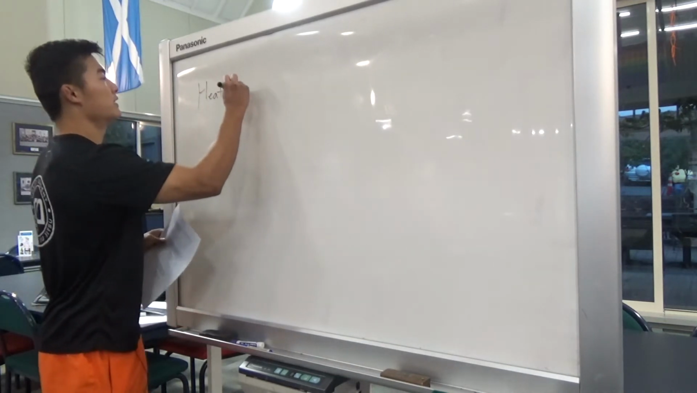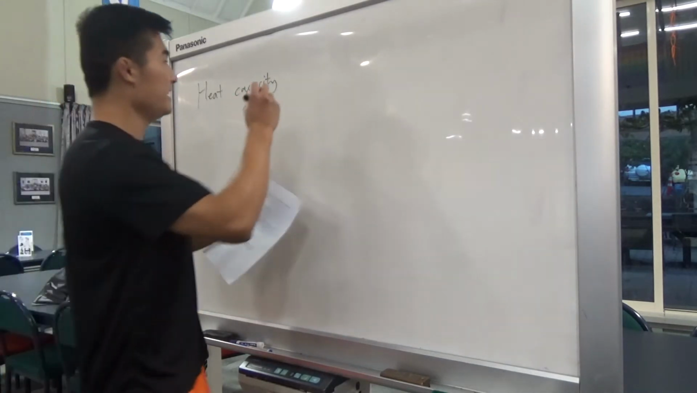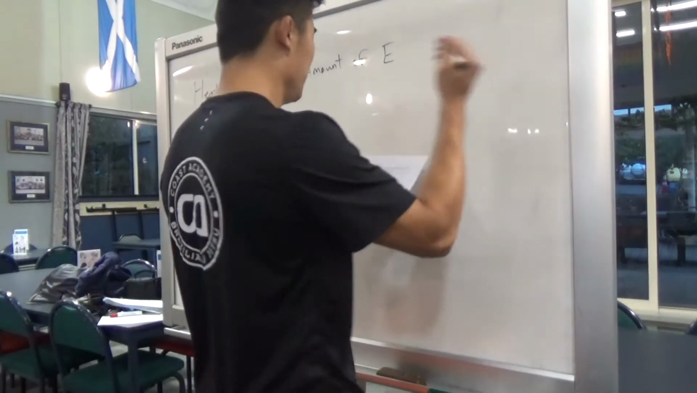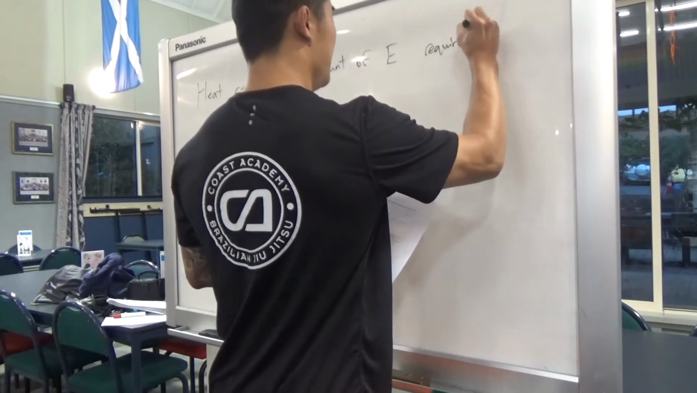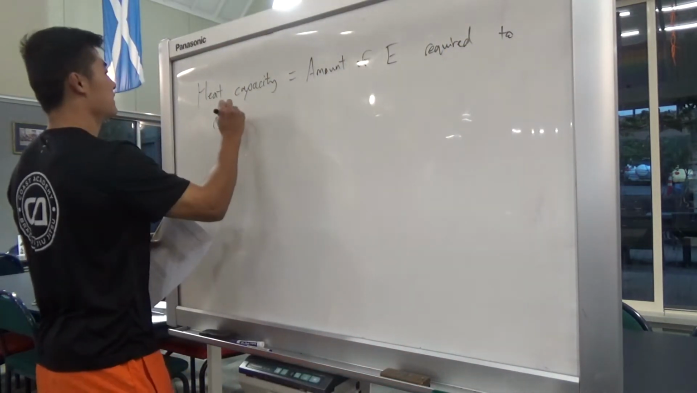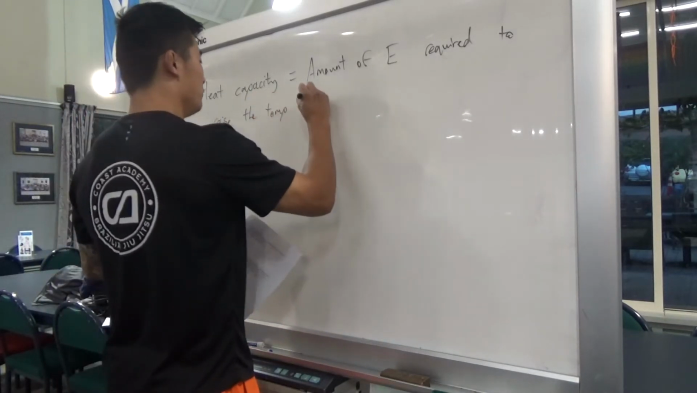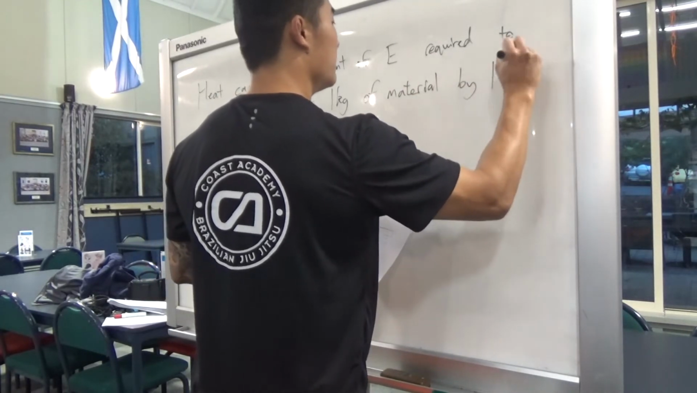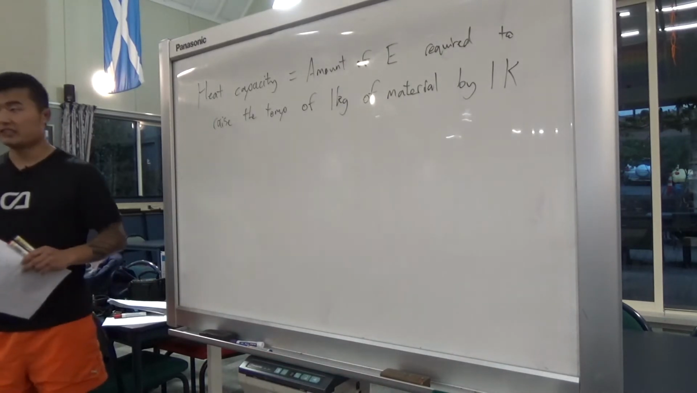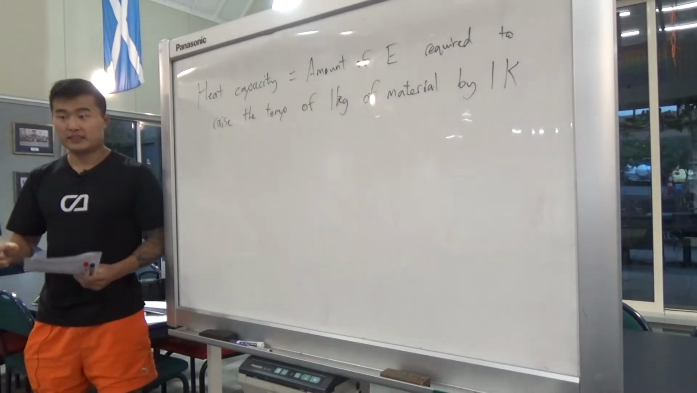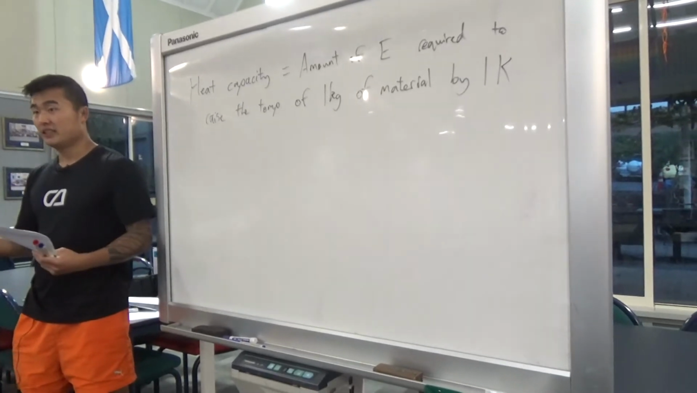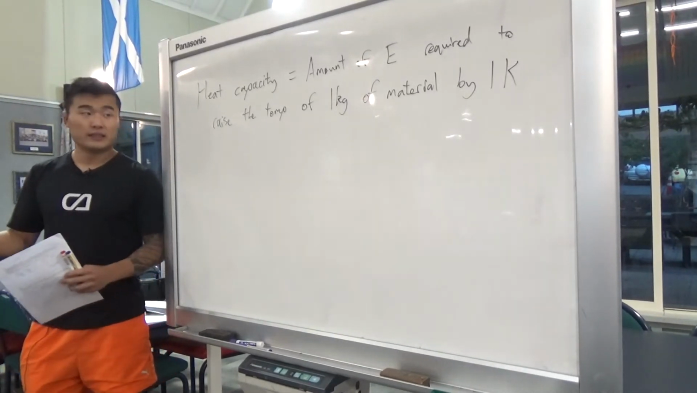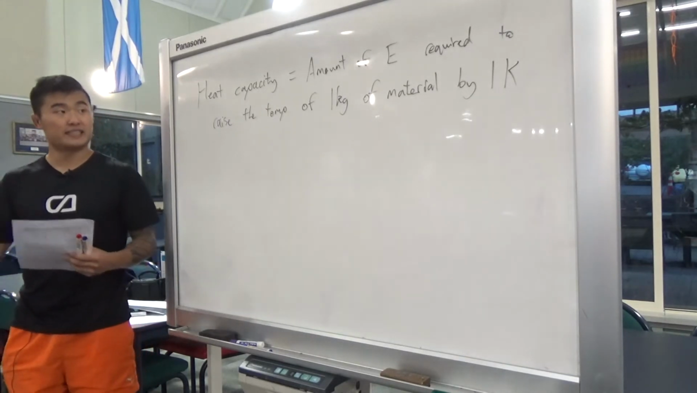So the heat capacity is the amount of energy or heat that's required to raise the temperature of 1 kg of that material by 1 Kelvin, or 1 degree Celsius. So that's the heat capacity. And depending on what material that is, it's going to be different. Some materials, like metals, you can increase the temperature quite quickly, whereas some other materials will absorb a lot of heat before they actually increase the temperature.